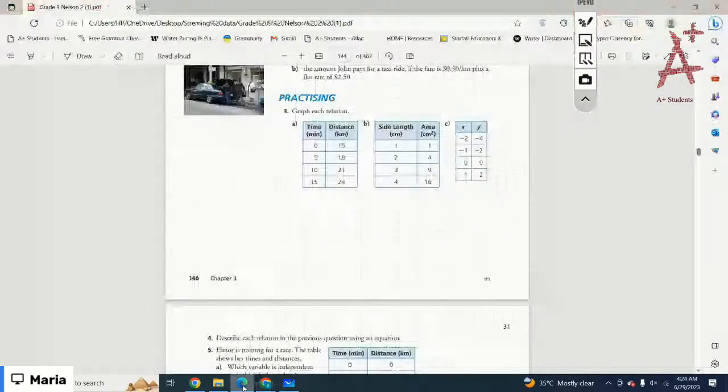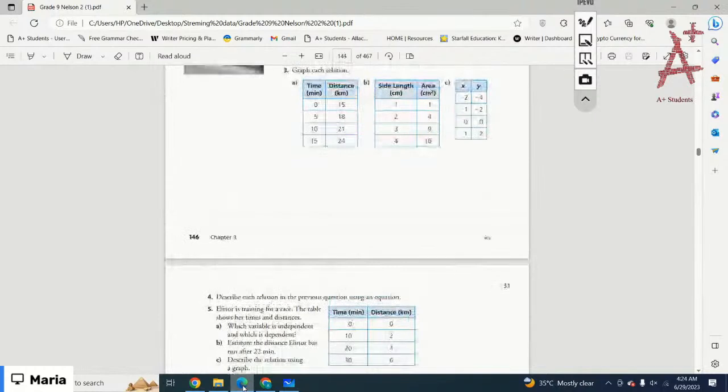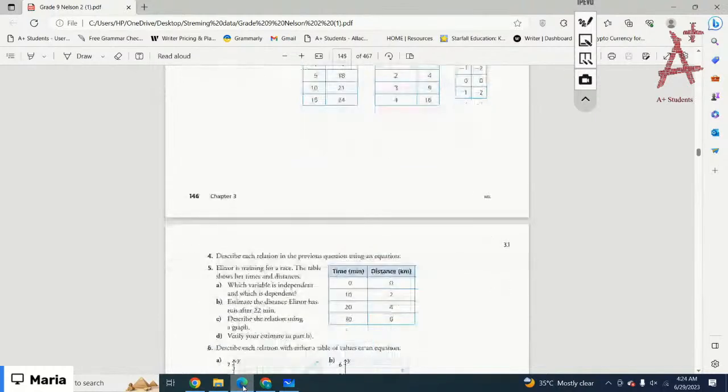Okay, let's just move on to question number 4. Describe each relation in the previous question using an equation. Okay, for question number 4, you are given a table and you have to write down the equations for the table. Got it?